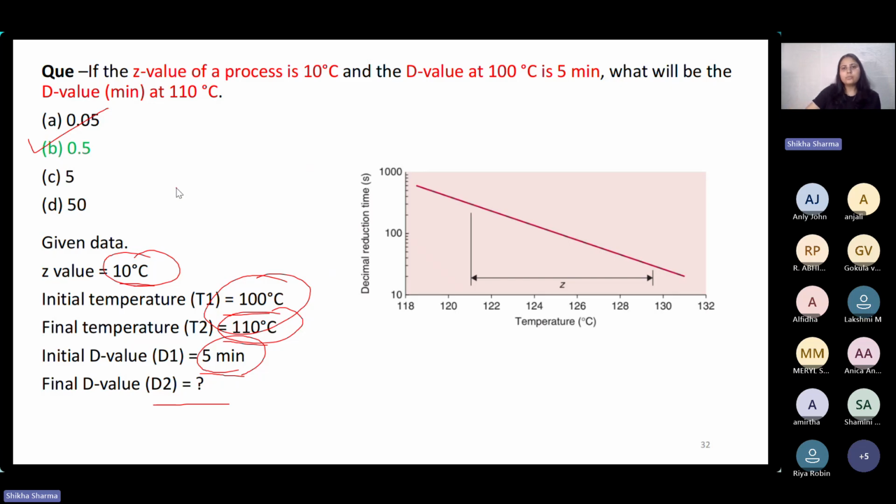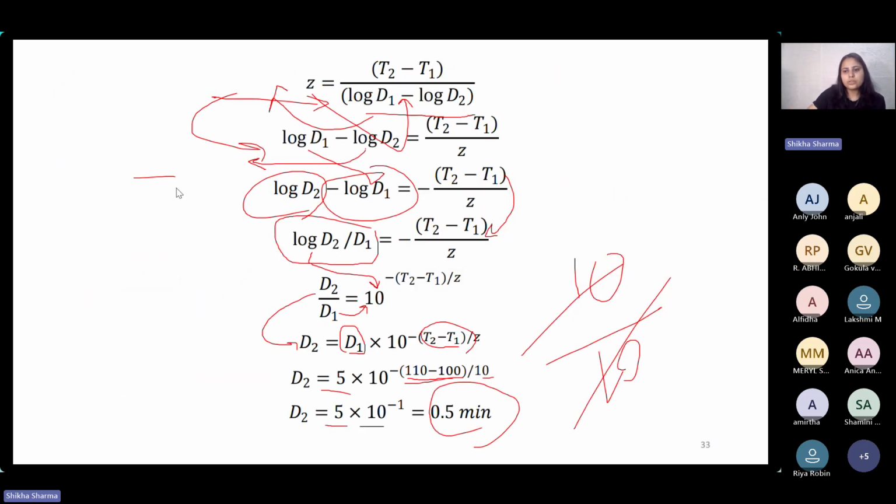Does anyone have a problem with this question, or is this question clear to everyone? Can we move forward to the next question?